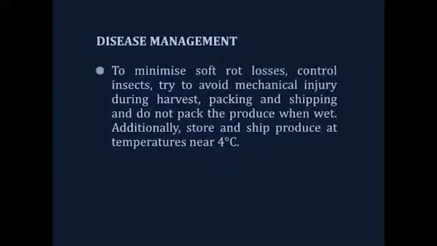Disease development is usually favored by a warm temperature of 25 to 30 degrees centigrade. Now coming to the management of the disease. To minimize soft rot losses, control insects, try to avoid mechanical injury during harvest, packing and shipping, and do not pack the produce when wet. Additionally, store and ship produce at a temperature near 4 degrees centigrade.